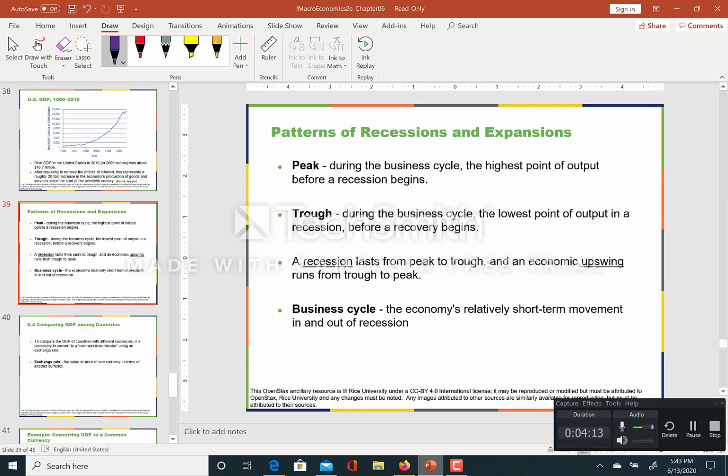Okay, then we have peak. Peak means the highest point of gross domestic product. Trough is the lowest point which we have in a recession, and a recovery begins after that. Then we look at the definition of business cycles, which is basically the short-term movements in and out of recession. Basically, business cycle means expansions and recessions. This is how we define business cycles.